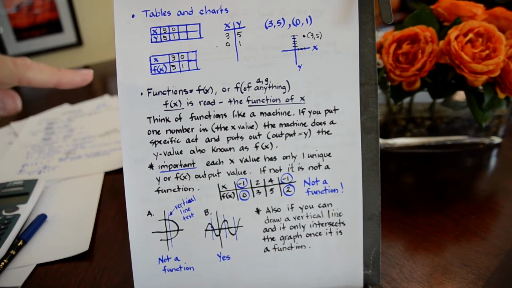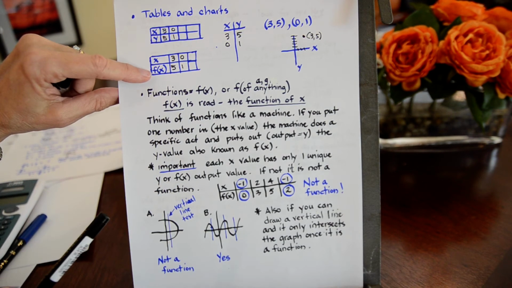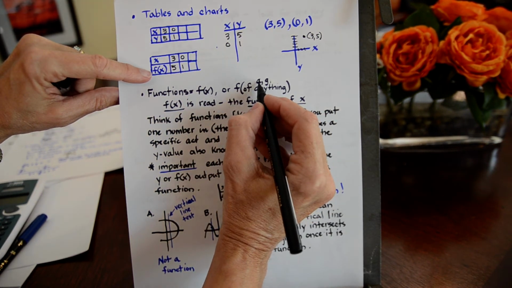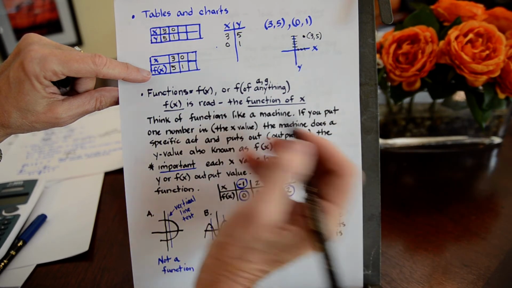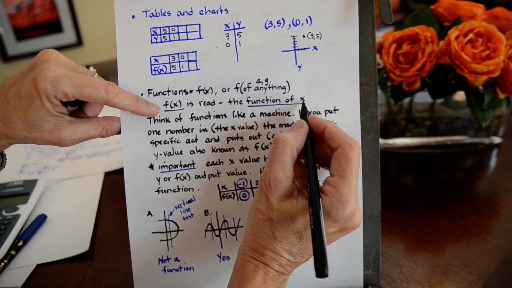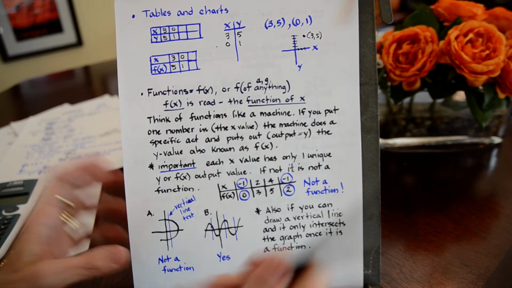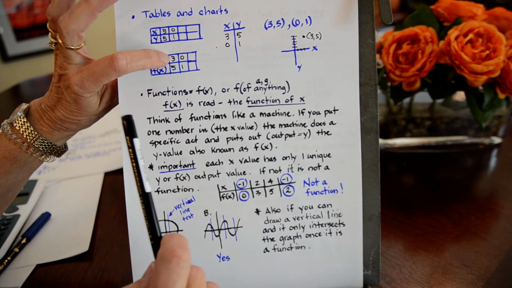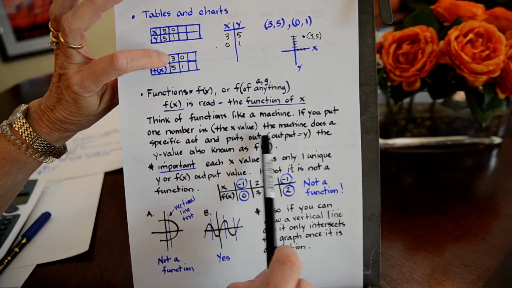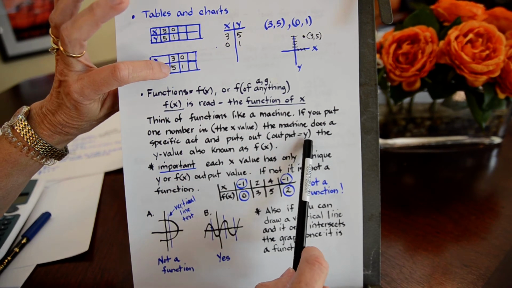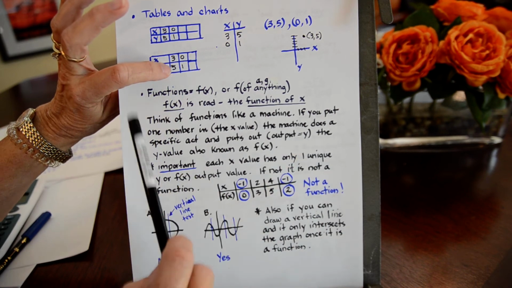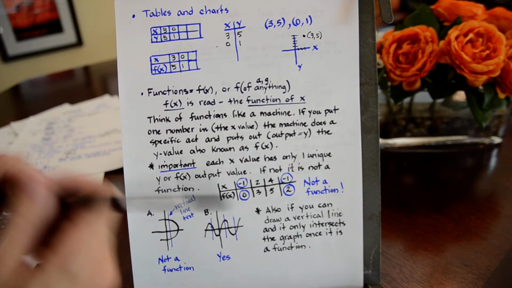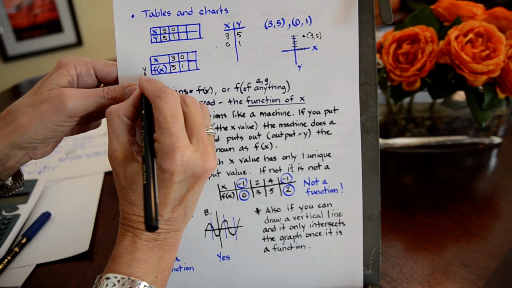Okay? All right. Functions, which is what this is right here, is f of x. But it could also be f of anything. I could have f of a, f of g, f of z. F of x is read the function of x. And I want you to think of a function like a machine. And if you put one number in, the x value, in this case, if I put a 3 in the machine, and the machine does a specific act, and it gives you the output of the y, or the f of x, the function of x, I would get a 5 in this case. That's just because it's told me that. The y value is also known as f of x. So this is the y value.